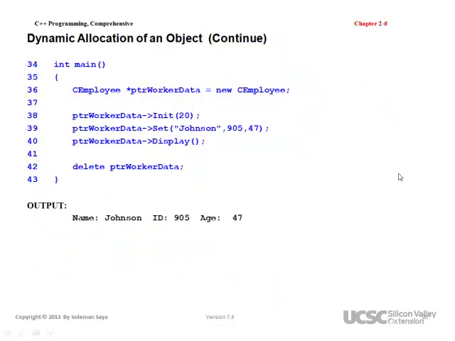So in the main, as you can see, at line number 36, I am creating a pointer of type worker data. So this is a pointer, and then worker data.